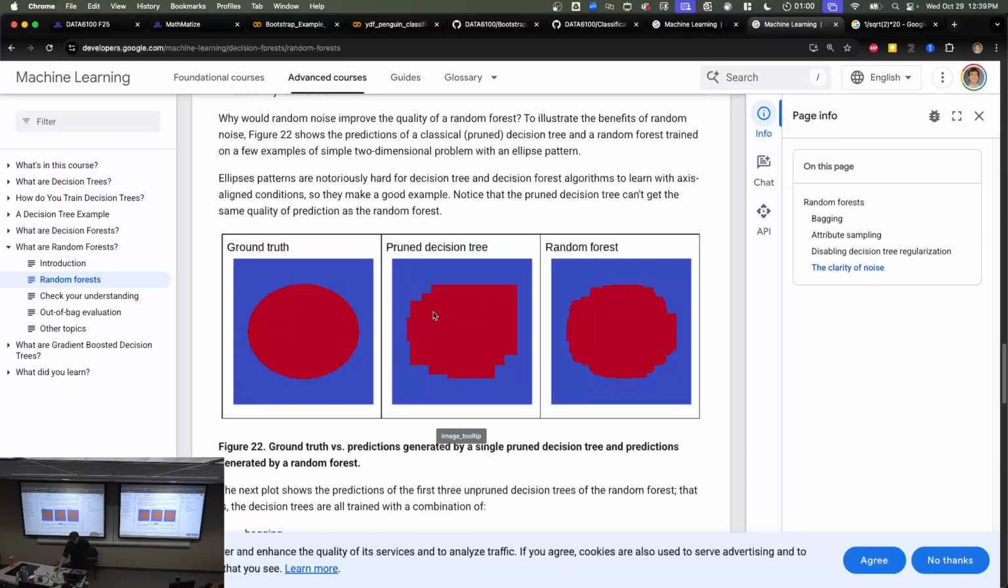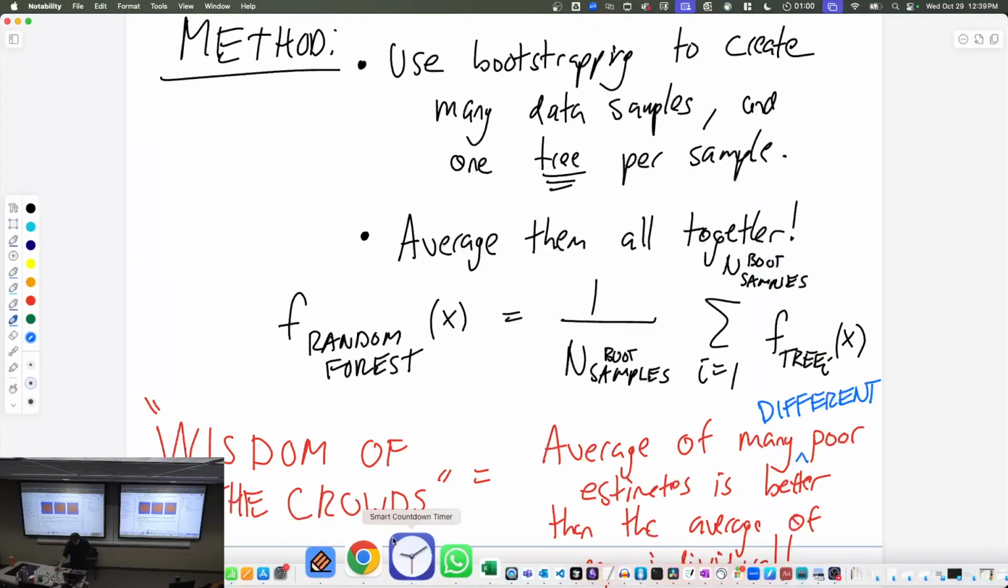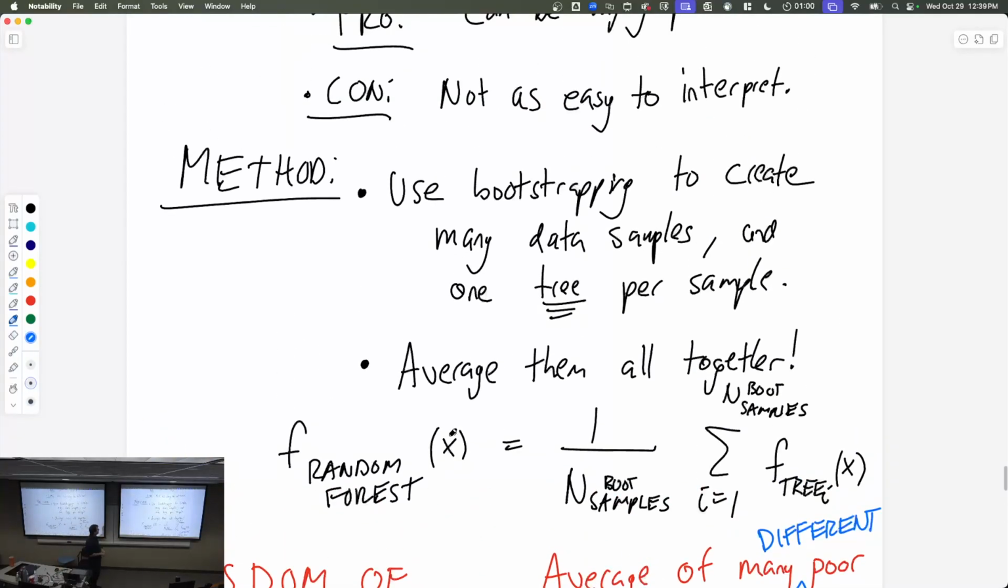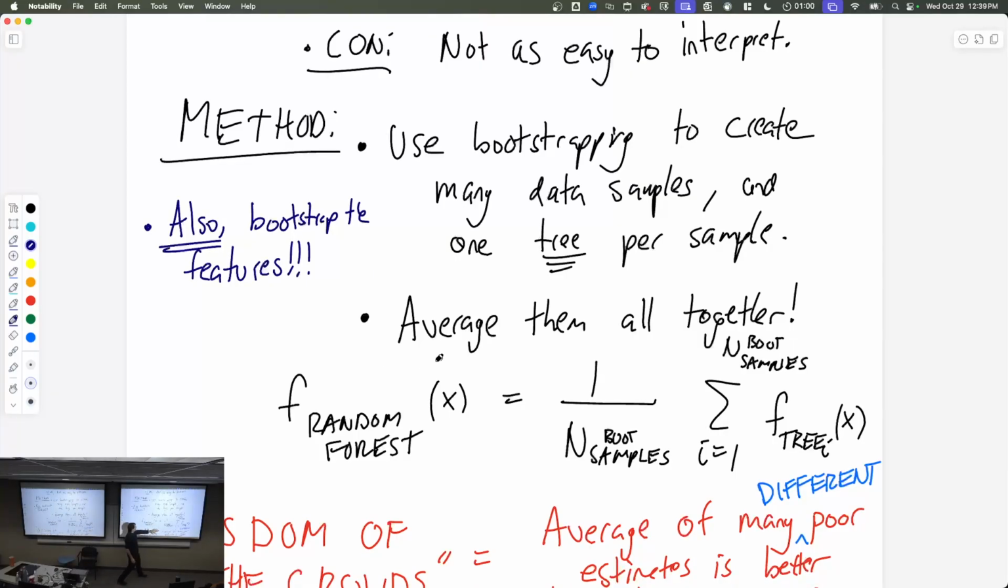Okay. There is one other thing I didn't mention, so let me mention that now, which is we do bootstrap on the samples. We also sometimes do bootstrap on the features. So in addition to every individual tree being trained on a different set of X values, it's also trained on a different set of features.